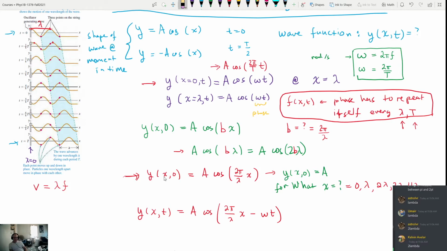What do y'all think? Any ideas? How do we combine them together? We know what the spatial dependence should look like. It should look like this. We know what the time dependence should look like. It should look like this. How do we combine them together? What kind of argument can we make if we know that this wave travels with a speed v? How can we get down finally to this kind of result? What do we have to do?